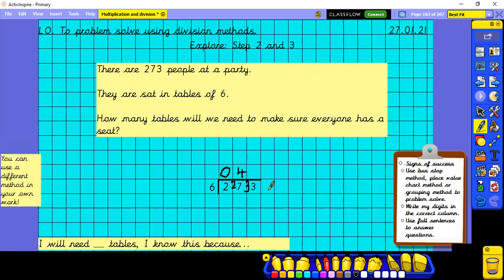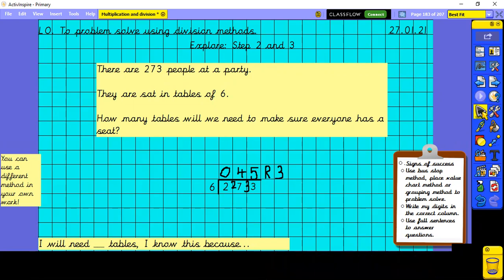Okay, and now I need to think, how many times does 6 go into 33? Well, I know 33 isn't in the 6 times tables, but I know that 30 is, because 6 times 5 is 30. So I can put a 5 here in my ones column, but I will have 3 left over because 30 add 3 is 33. So the first part of our problem is solved. So 273 divided by 6 is 45 remainder 3.